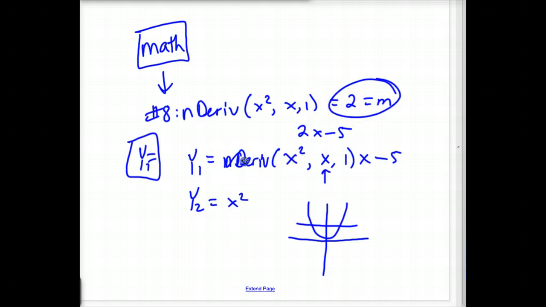And then in y1, we could just write 2x minus 5. That's what we really wanted to do. Write the equation that we got when we did the derivative and we found the equation. And if you graph it, then it will give you the graph of x squared, and it will give you the tangent line at the point 1, negative 3. So it'll draw that tangent line on there. Sorry about that.